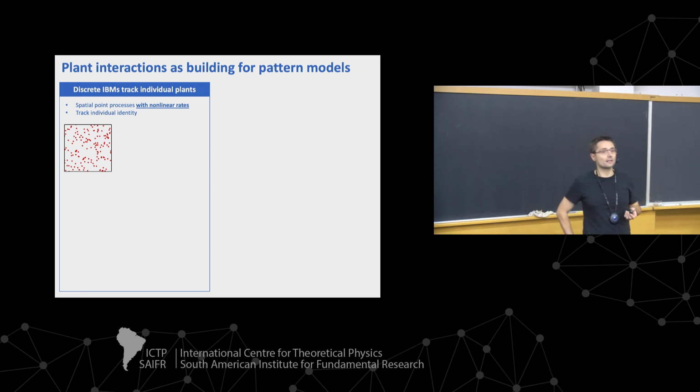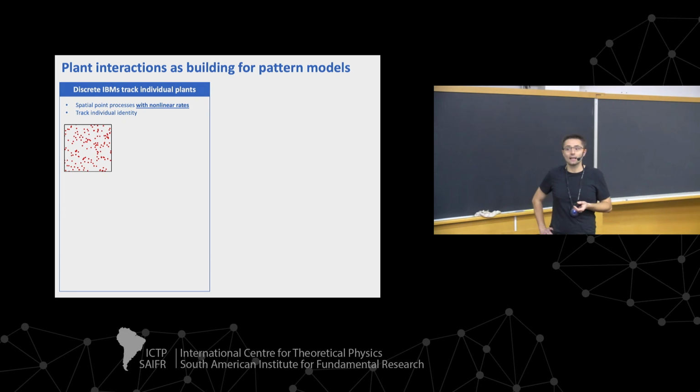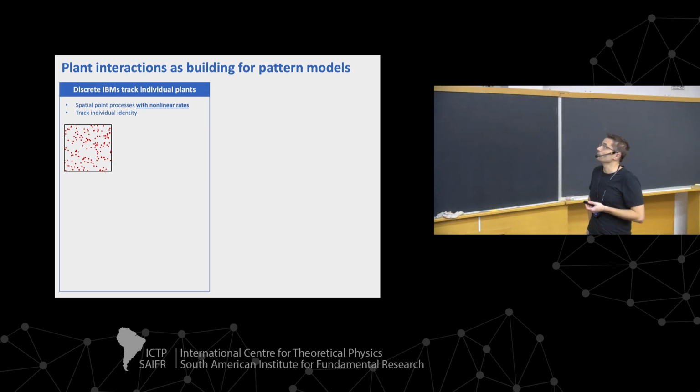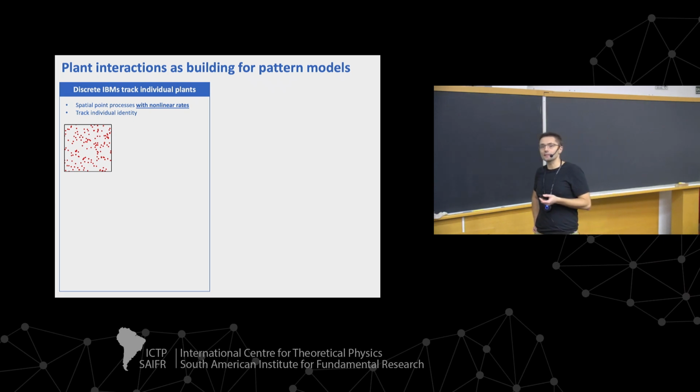It tells you a lot of things about the mechanisms that are forming that pattern, and it tells you many things about the functioning of the ecosystem because of that pattern. And that's information we for sure miss when we have PDE-based models. IBMs are interesting because you can track individual identities.